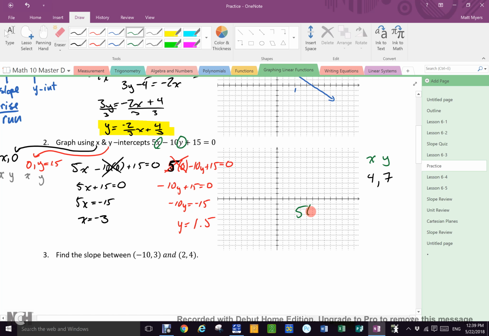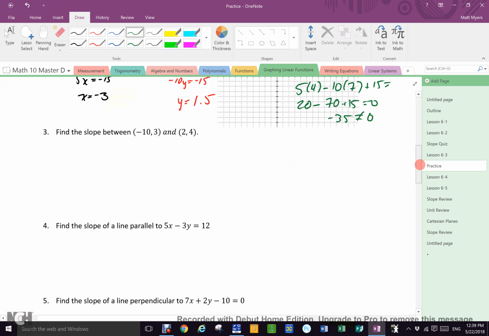Sub in 5 times 4 minus 10 times 7 plus 15. What's 5 times 4? Minus 10 times 7 plus 15 equals 0. Does it? No. Negative 35 does not equal 0. So is that going to be on the line? No. Everybody understand? Yes. Good.